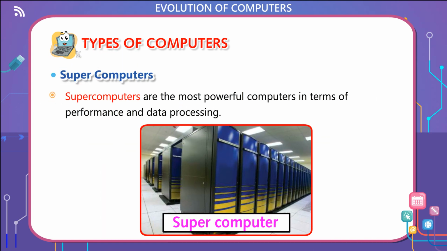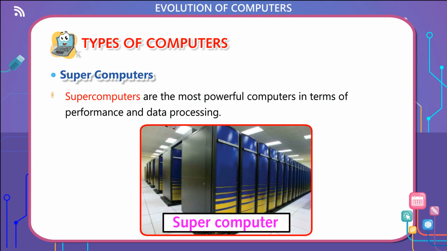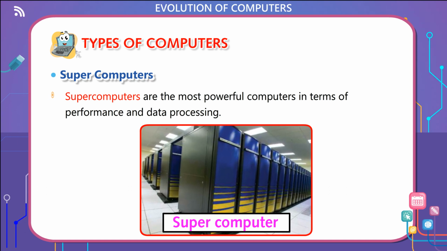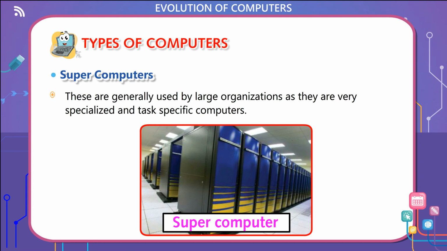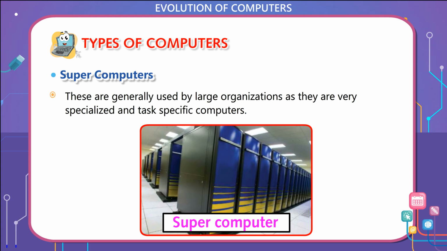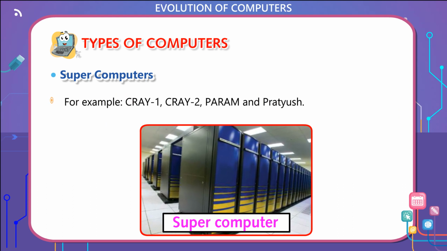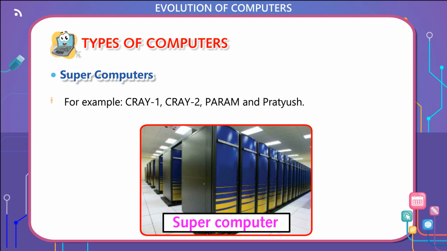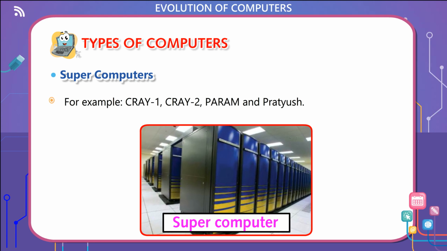Supercomputers. Supercomputers are the most powerful computers in terms of performance and data processing. These are generally used by large organizations as they are very specialized and task-specific computers. For example, Cray 1, Cray 2, Param and Pratyush.